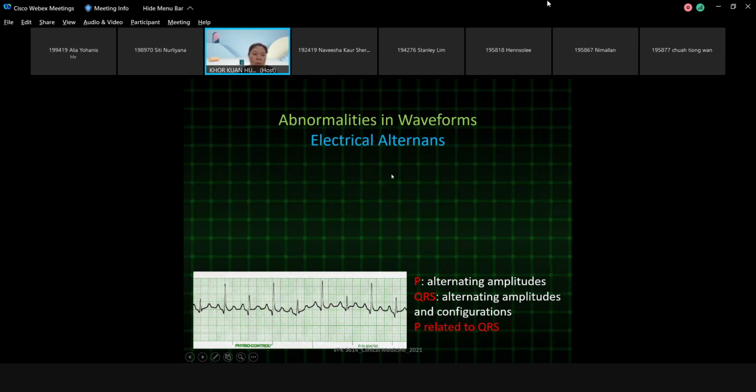So electrical alternans, that's how it looks. Can you see this one complex, then one huge complex, then one small complex? Everyone has a P, Q, R, S, T, but they alternate between a small complex and a big complex, followed by a small, big one. That's what we call electrical alternans. Their configurations all look normal, and they have fixed intervals, which are also okay.